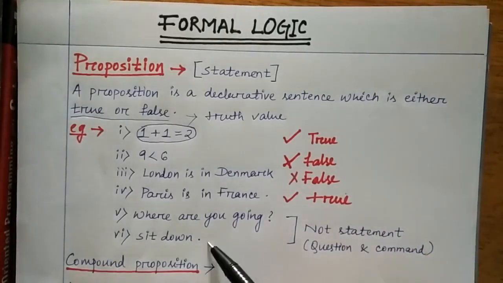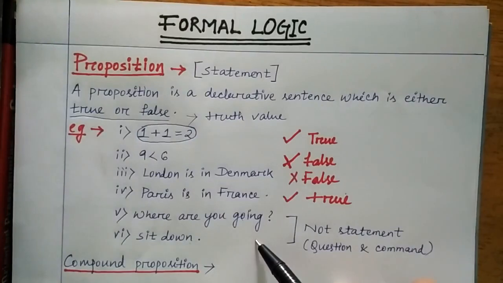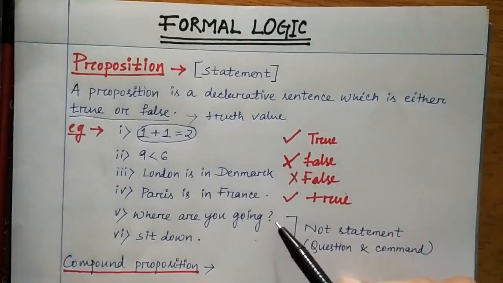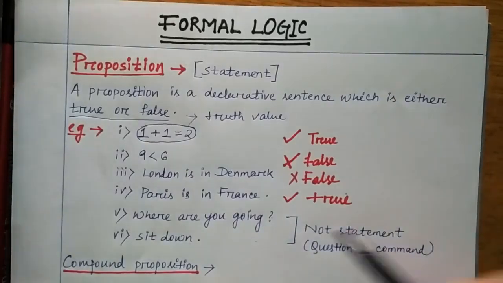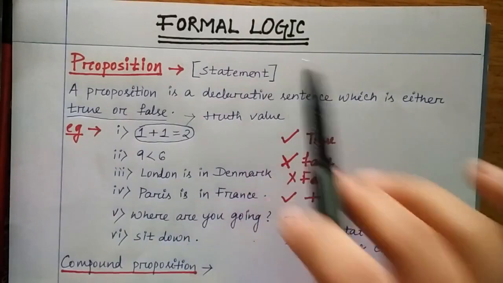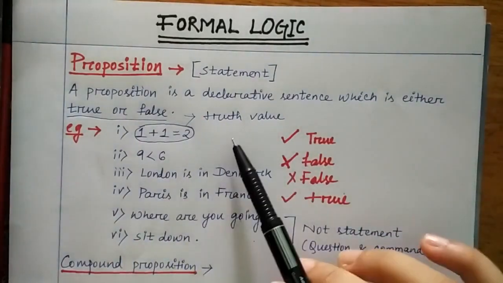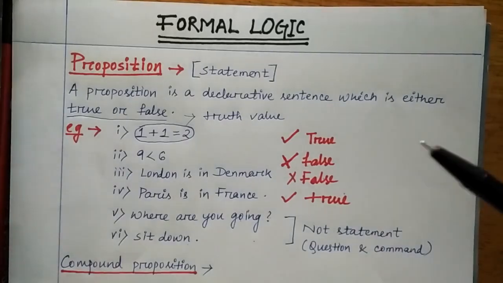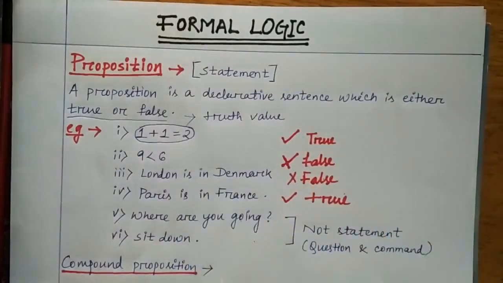But when you come to the last two statements, where are you going and sit down, these two are not normal sentences. The first one is a question and the second is a command. So these kinds of statements do not come under proposition. Only normal sentences like 1 plus 1 equals 2, I'm going to school, or Paris is in France come under proposition.